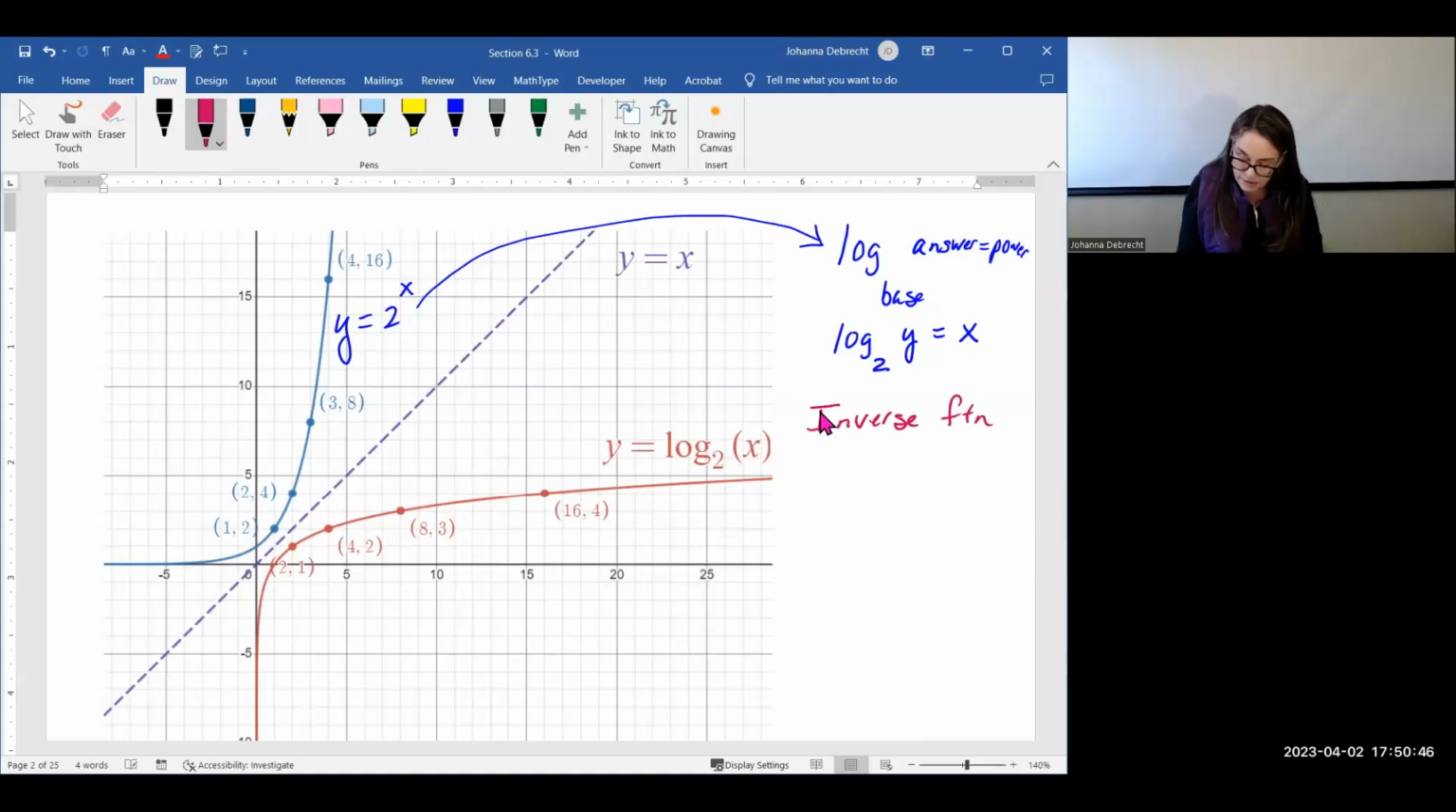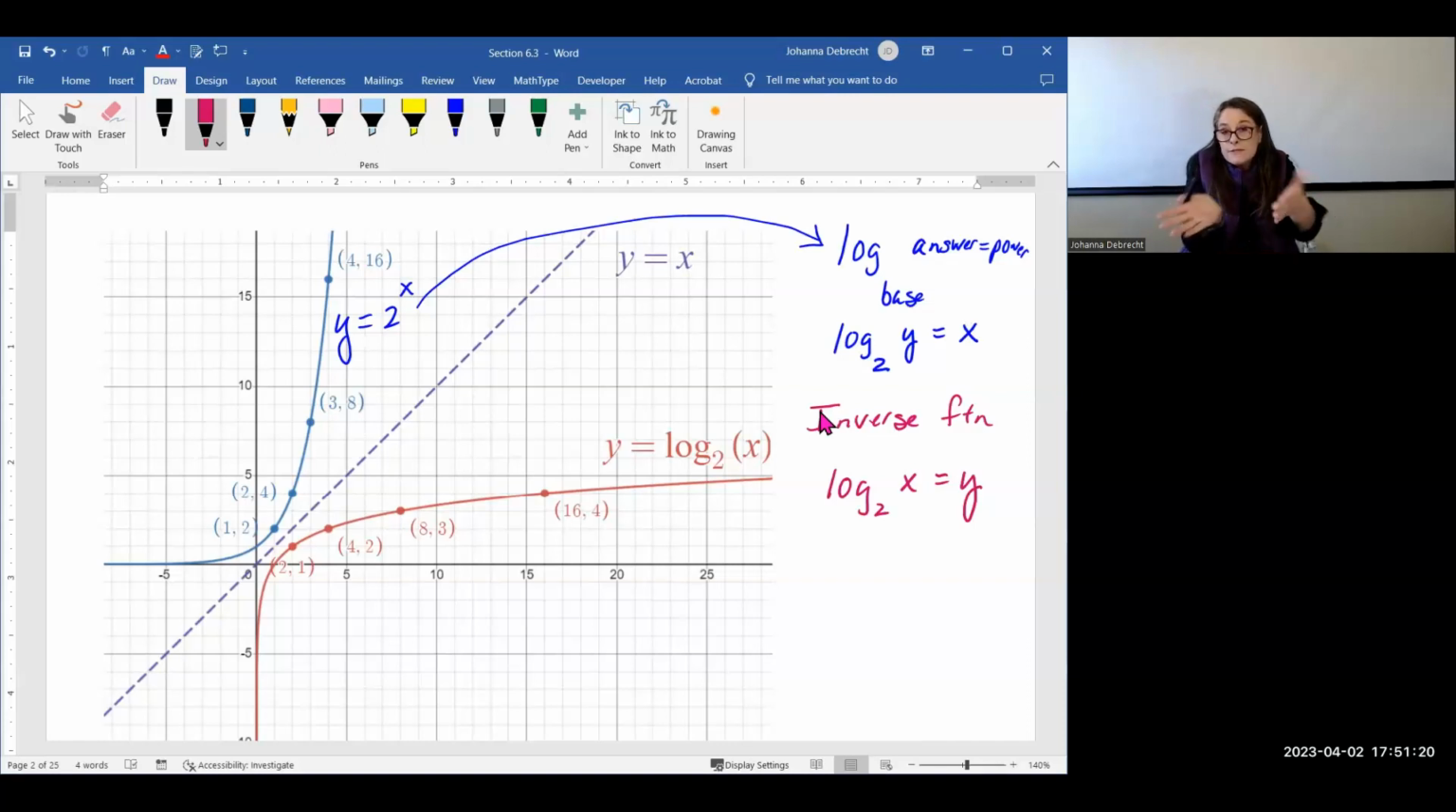which is going to give me, now switching the x and the y, log base 2 of x equals y. This is the inverse function, and that's what I have graphed here. Now remember that inverse functions are mirror images across the line y equals x. Y equals x is the identity function because when you swap x and y, you still have the same equation. And when you take each ordered pair, 1, 1 swaps to 1, 1, 2, 2 swaps to 2, 2.